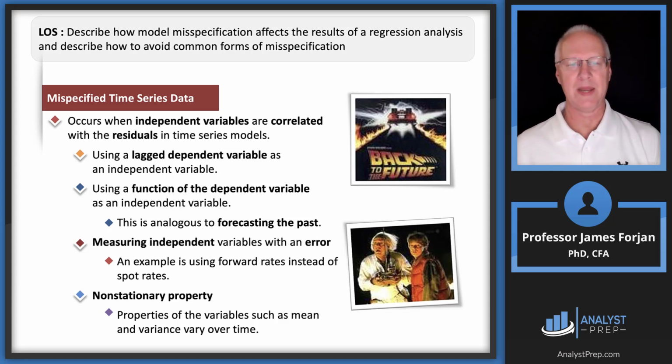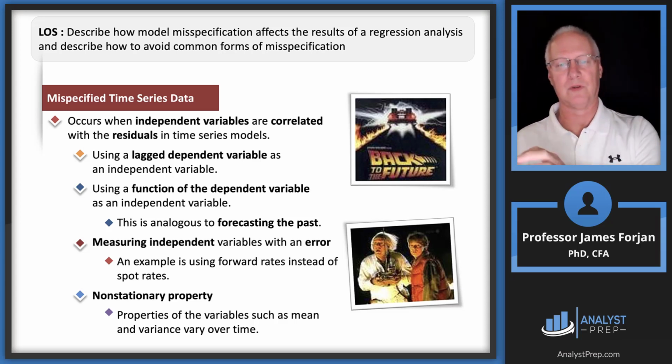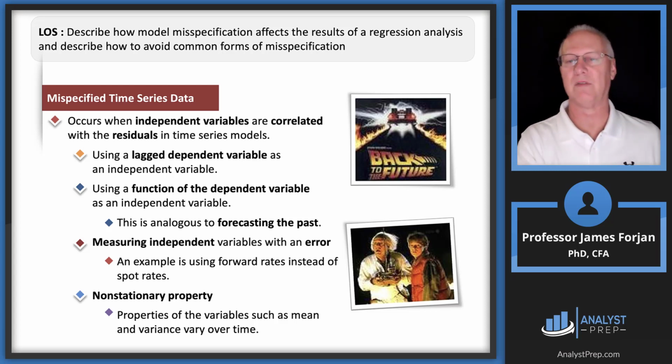And then independent variables measured with an error. Of course, what we're going to do is try to come up with the best independent variable. And so maybe we pick spot rates and we should have used forward rates, or maybe we used the par yield curve instead of the forward yield curve. So there are easy ways to make these mistakes.